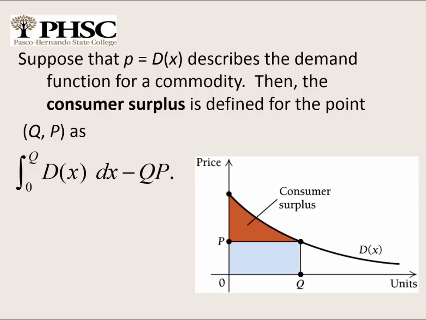So the first thing is, let's suppose that p equals d of x describes the demand function for a certain commodity. Then the consumer surplus is defined for the point q, p as the integral from 0 to q of d of x dx minus the product qp. The reason why we subtract is because the demand function is actually above the area that we're trying to find. So we're going to do the integral of this function minus the product qp. And if you notice, the product qp is just going to be the area of this rectangle right here.